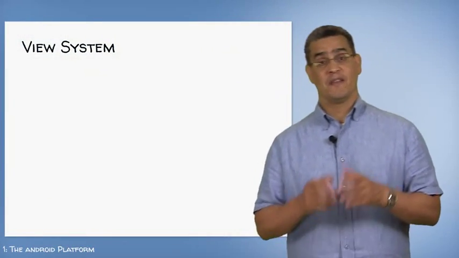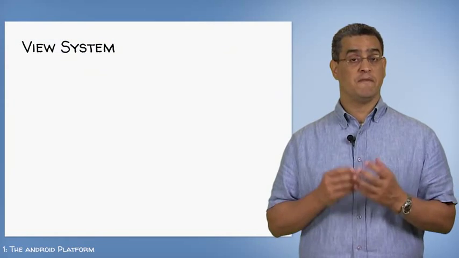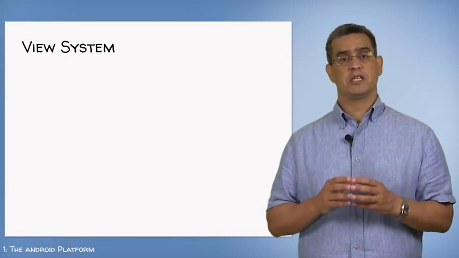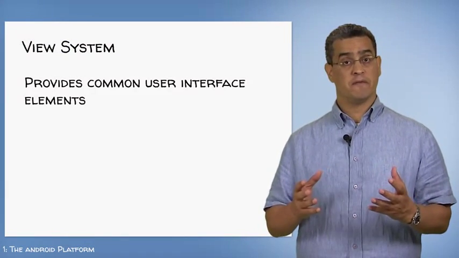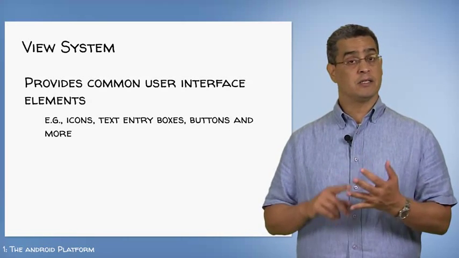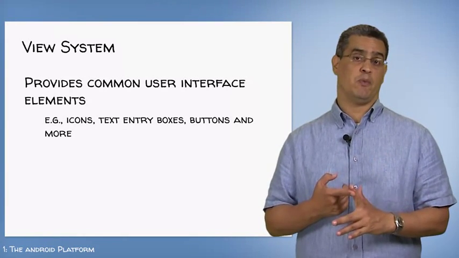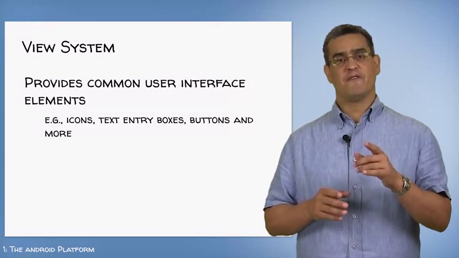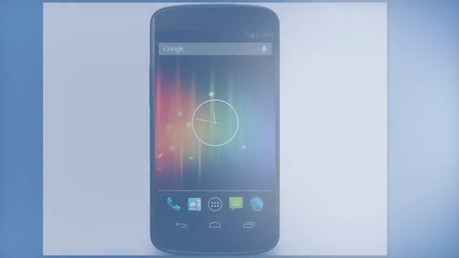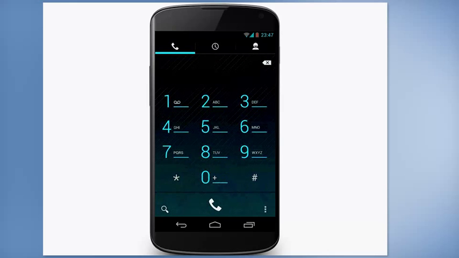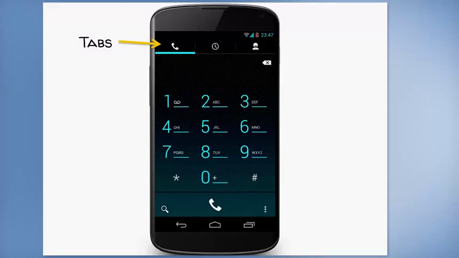As I mentioned earlier, the application framework also contains the view system. The view system contains many common graphical user interface elements, such as icons, text entry boxes, buttons, and much more. Let's take a look at the phone application. As you can see, the phone application's top-level user interface is organized as a set of tabs, and each tab corresponds to a different user interface that supports a different set of tasks.